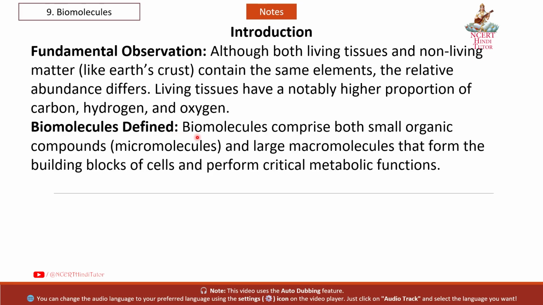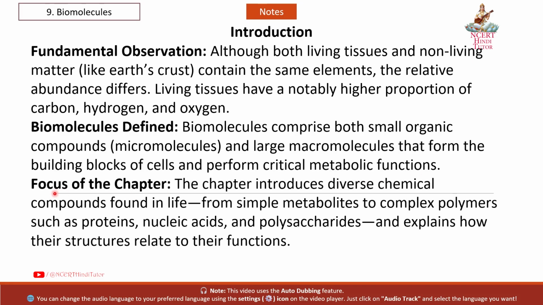Biomolecules defined. Biomolecules comprise both small organic compounds, micromolecules, and large macromolecules that form the building blocks of cells and perform critical metabolic functions. Focus of the chapter: the chapter introduces diverse chemical compounds found in life, from simple metabolites to complex polymers such as proteins, nucleic acids, and polysaccharides, and explains how their structures relate to their functions.